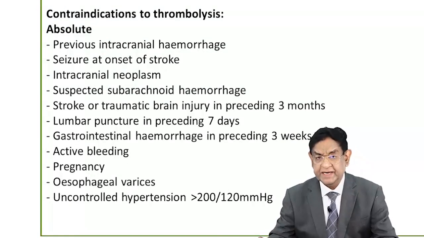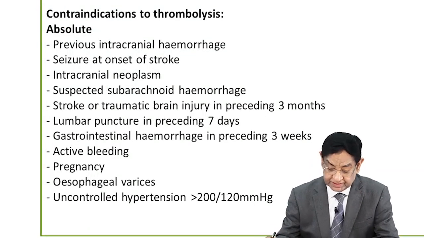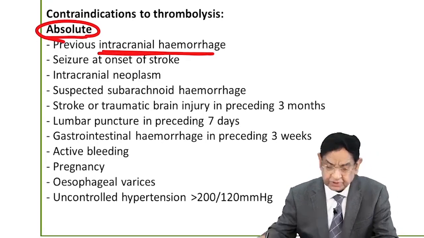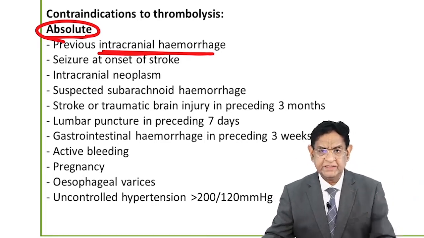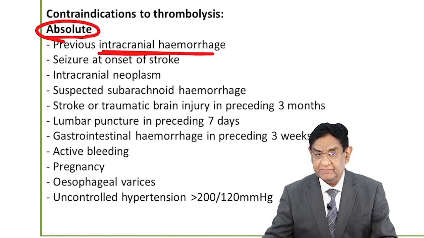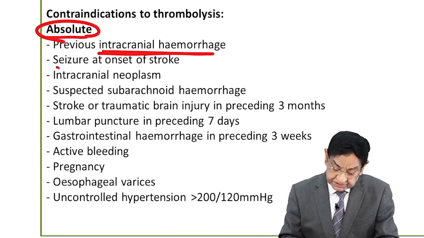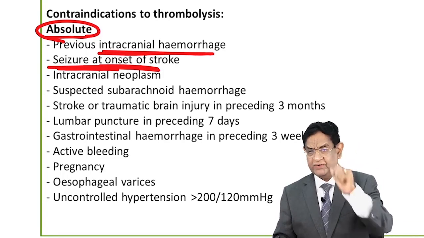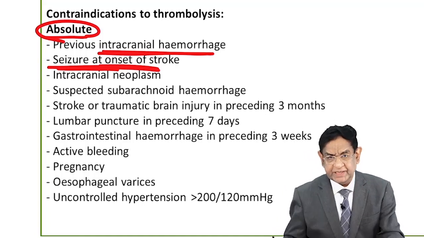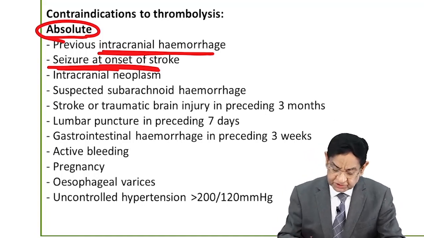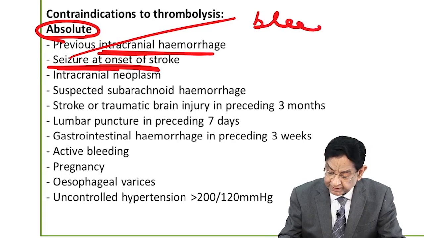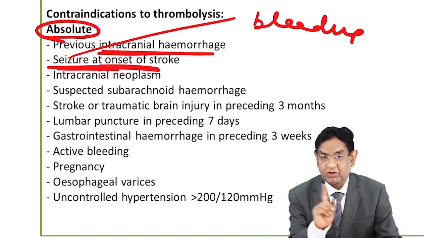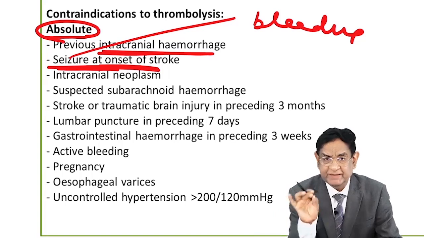Now, what are the contraindications of thrombolysis where you will not do thrombolysis? Previous intracranial hemorrhage, absolute contraindication. Patient had a hemorrhagic stroke in the past, but now he has come with ischemic, don't do this thing. Seizure at onset of stroke. Normally, seizure is not a feature of stroke. But if due to any reason it is there, the seizure occurs usually in bleeding. In hemorrhagic, it may occur, not in ischemia. So, seizure on the onset is 99% you are dealing with hemorrhagic stroke.